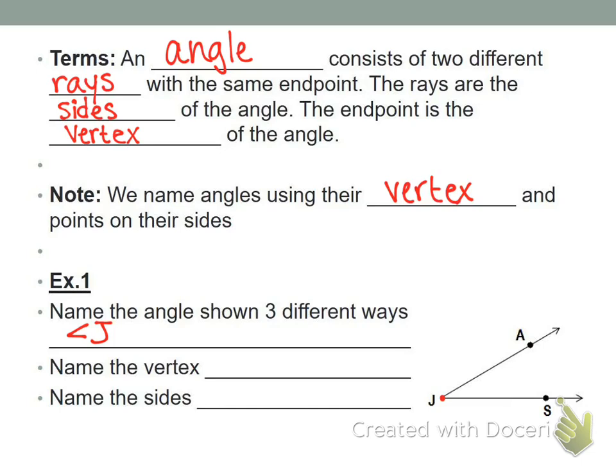The other way would be to name it using all 3 points. When we do that, the vertex has to be in the middle. So that gives us 2 options. We could have angle AJS, or we could reverse it and have angle SJA. The vertex has to be in the middle. So when I name angles, I think about how I would trace along it with my pencil and name it in that order. Start at A, go to J, the vertex, then off to the side S.